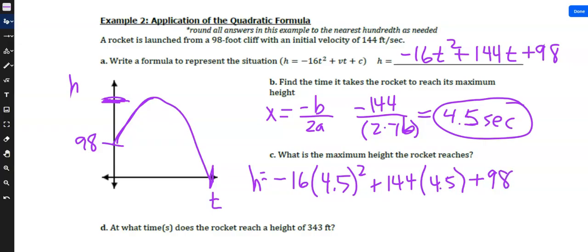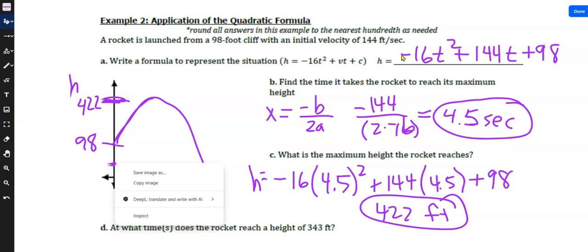Let the calculator do the work, right? Negative 16 parenthesis 4.5 squared plus 144 parenthesis 4.5 and plus 98. So we get 422 feet. So obviously the scale on my graph, way off. So 98 is going to be more like down here, according to my picture.